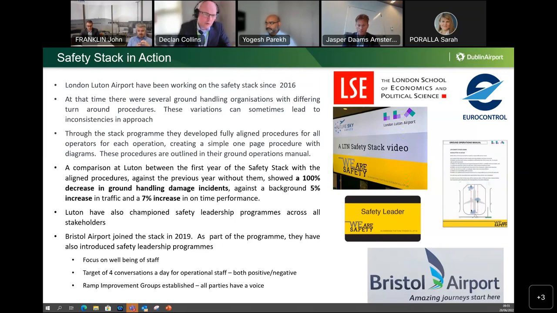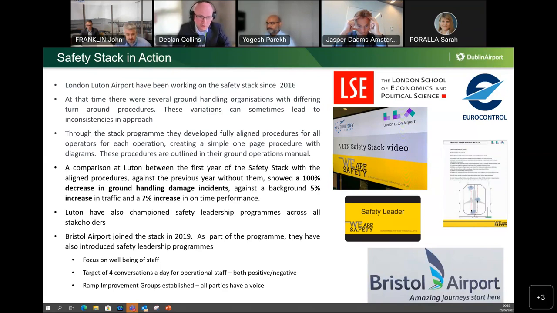But what Luton did in conjunction with the stakeholders was develop a set of simple, standardized procedures for various tasks around the operation, which was built into the ground operations manual. In that first year, it showed a 100% decrease in ground handling damage incidents against a 5% increase in traffic and a 7% increase in on-time performance. So it brings massive safety benefits, but equally it ticks boxes in terms of efficiency and on-time performance, which is a win-win for all parties.